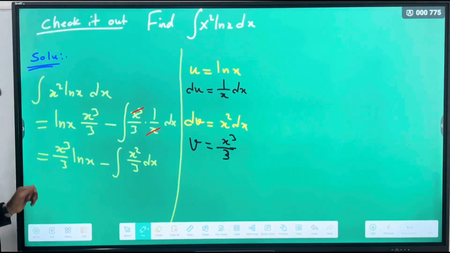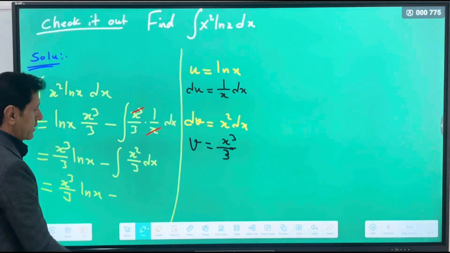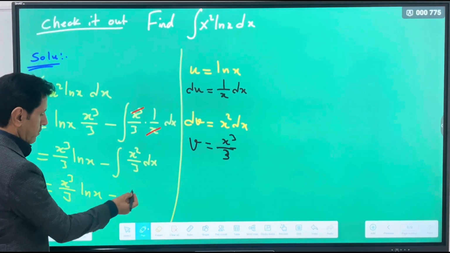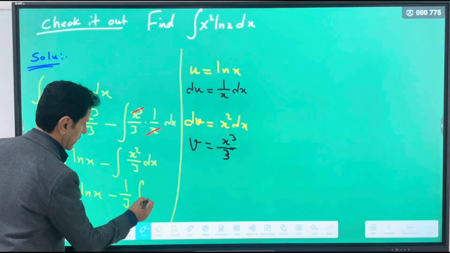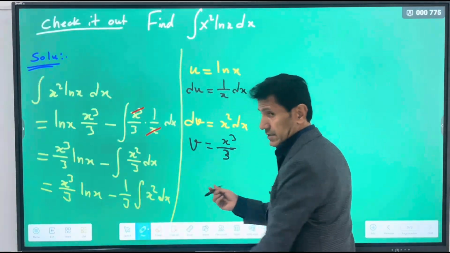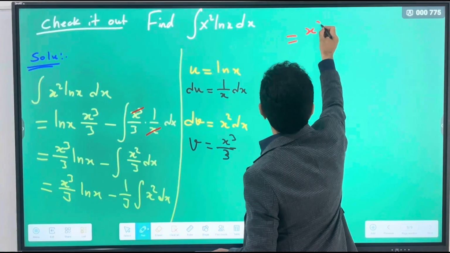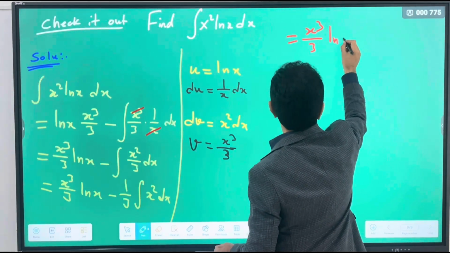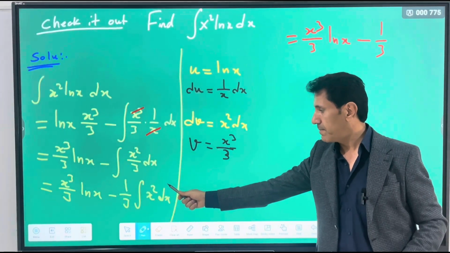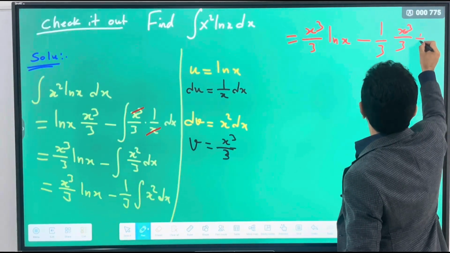Also, then guys, we keep x to the power 3 over 3 ln x minus, and take 1 over 3 outside of the integration, okay, because it's a constant term. 1 over 3, then the integral of x to the power 2 dx. Now guys, I'm going to solve this integral. Now it's easy to take the integral of this term. Now here we have x to the power 3 over 3 ln x, then minus 1 over 3. We know that the integral of x to the power 2 dx is going to be x to the power 3 over 3, then plus c.